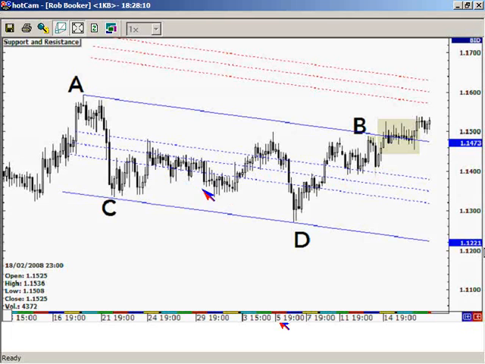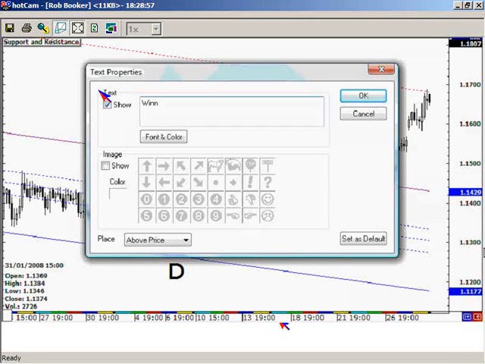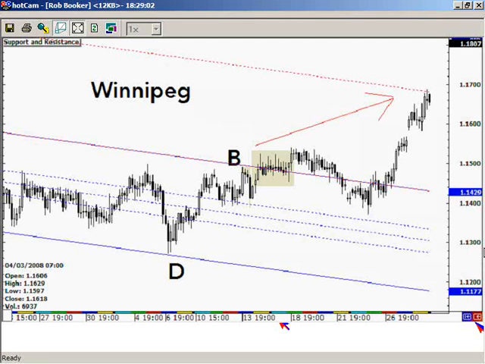Go to our levels. Do 1, 2, and 3. What happens after it breaks out is it can eventually travel all the way up to at least 100% of the distance. For example, in this case, once it broke out above the channel, it traveled upwards all the way up to 1.1700, or approximately that level. It moved the same distance outside the channel as the original width of the channel itself. And that's what we call a Winnipeg. We call that just because that's the name we gave it when we invented it.